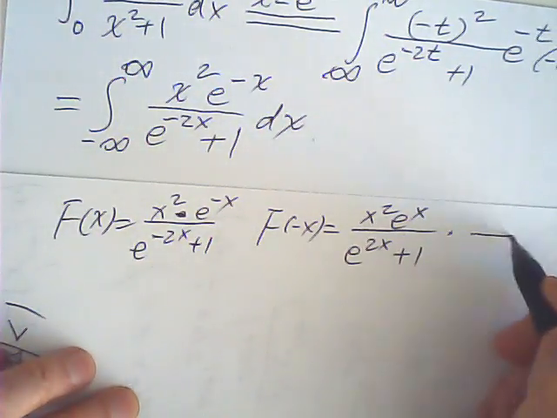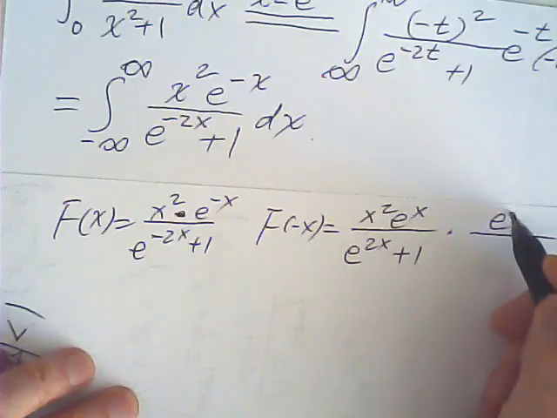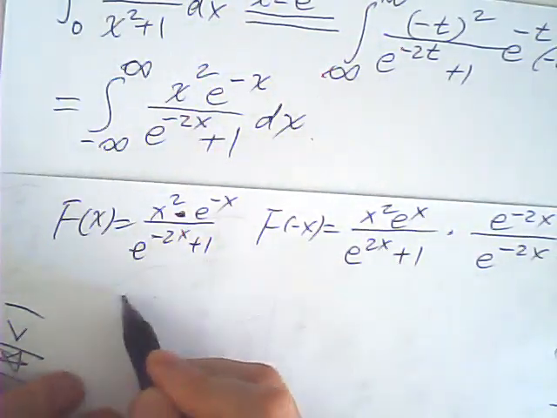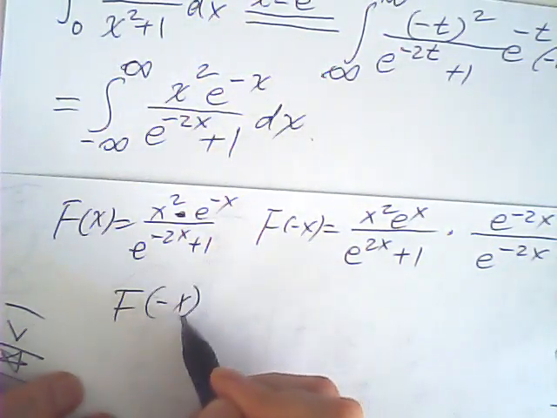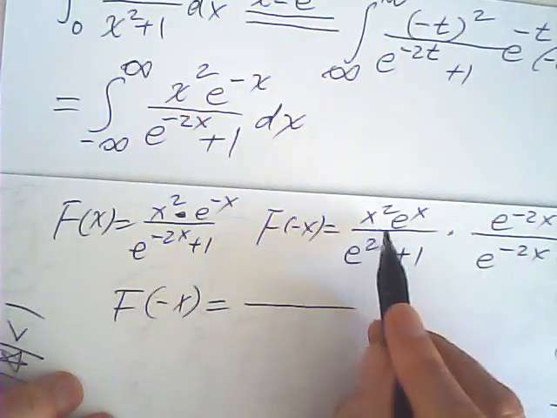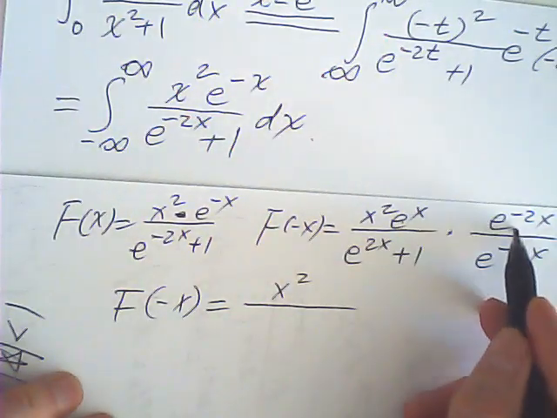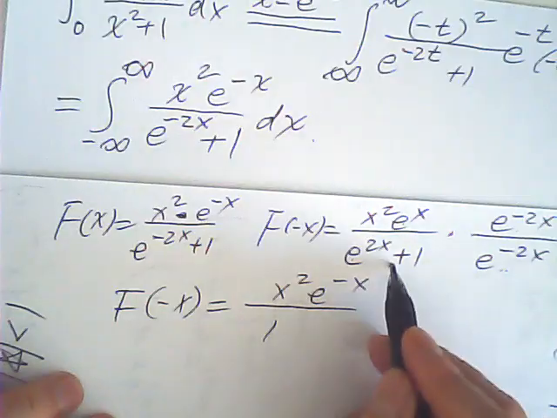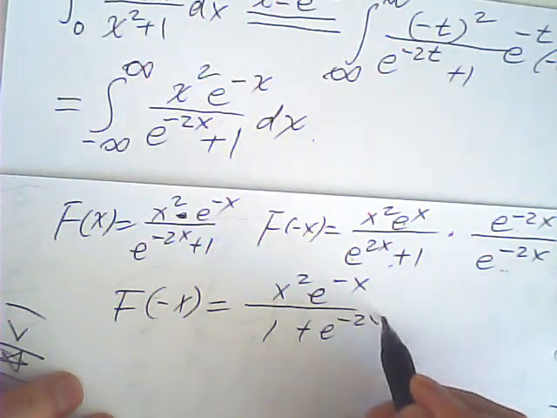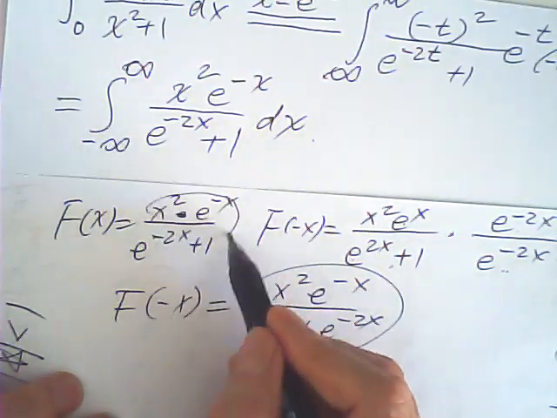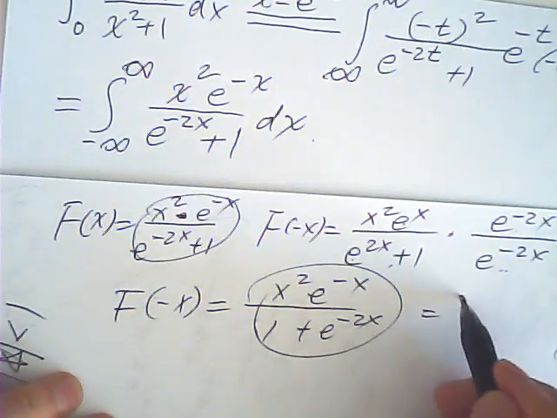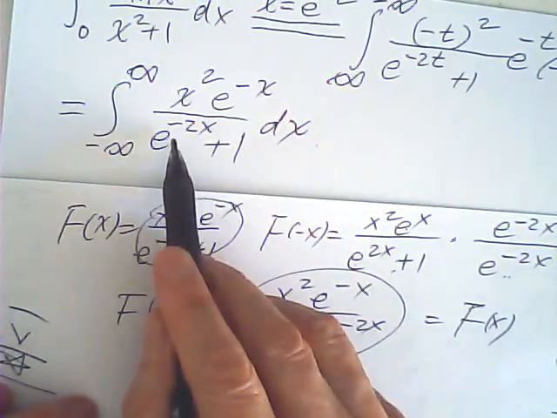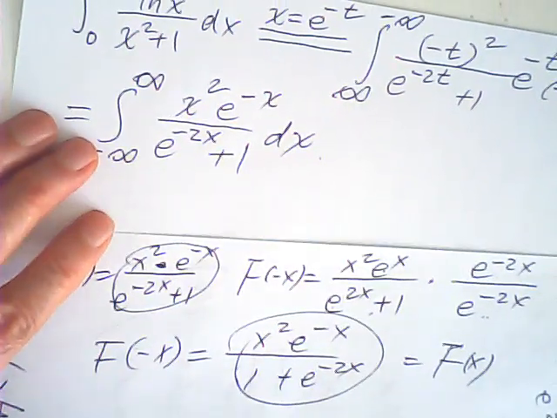If I multiply both numerator and denominator by e to the negative 2x, then f of negative x would be equal to x squared, this one times 1, and this one is e to the negative 2x. So this one is the same, which is equal to f of x. So my integrand function is an even function.